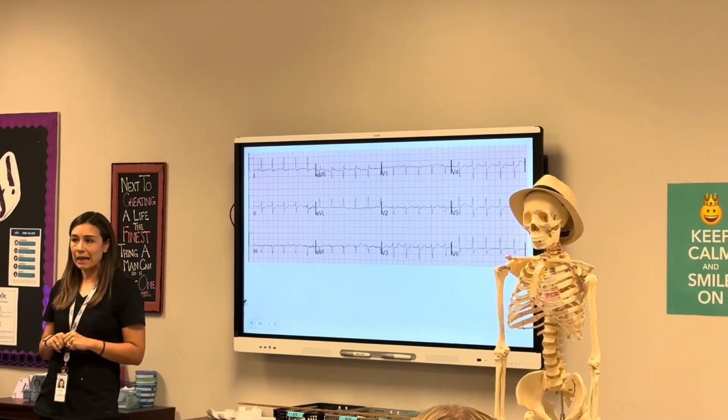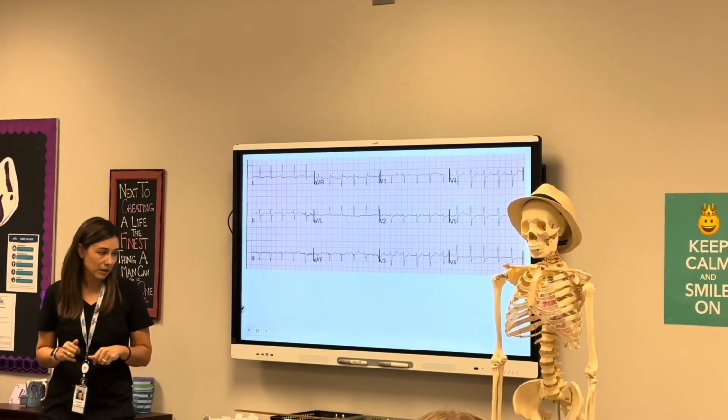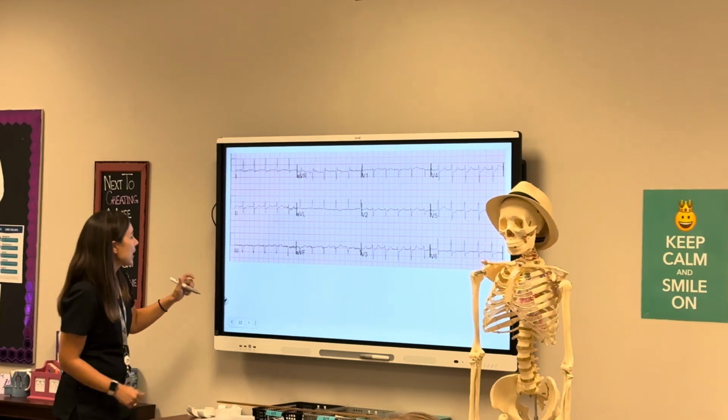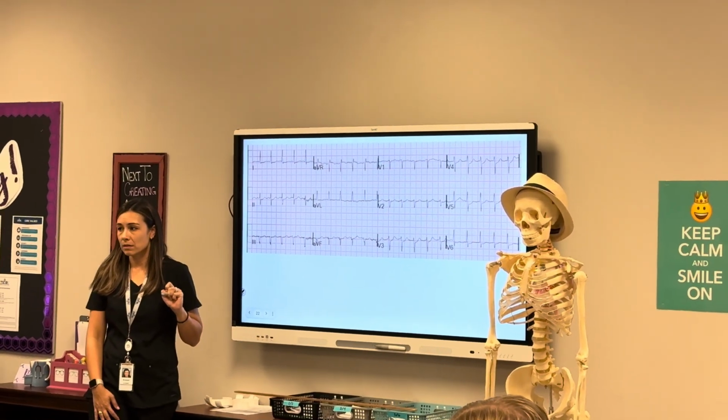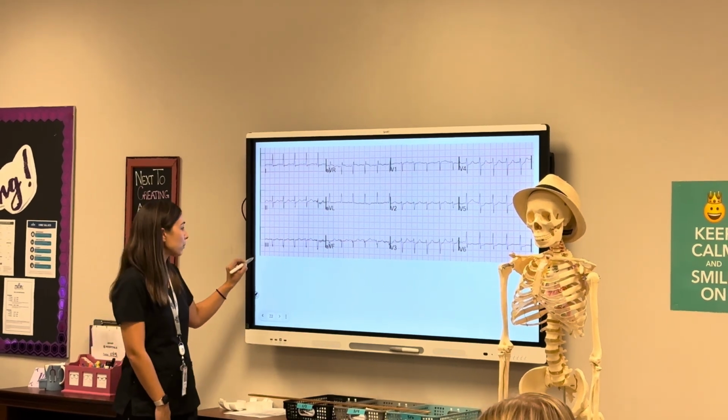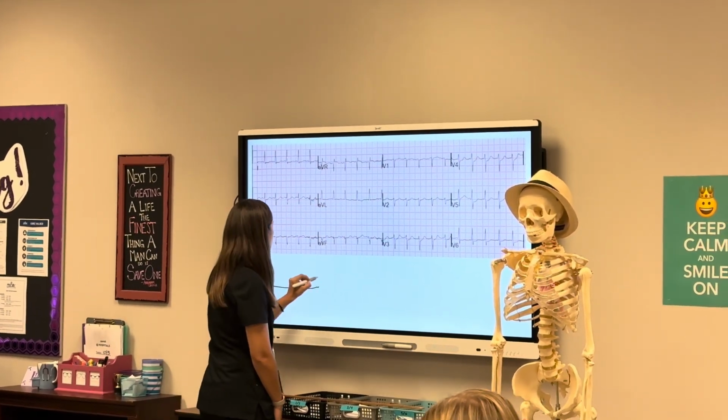Okay, so let's color and draw and do all of the things. Okay, all right. 1, 2, and 3 are what type of leads? Bipolar limb leads.